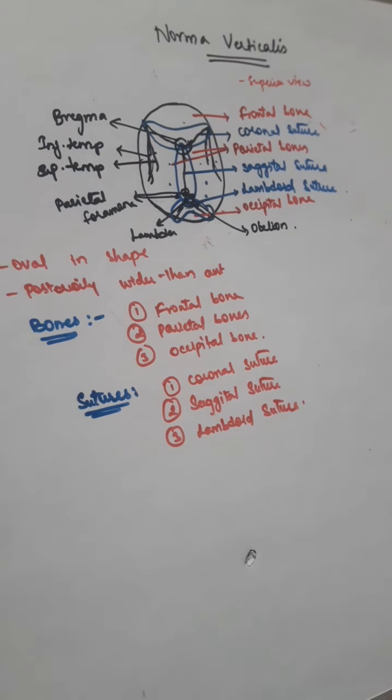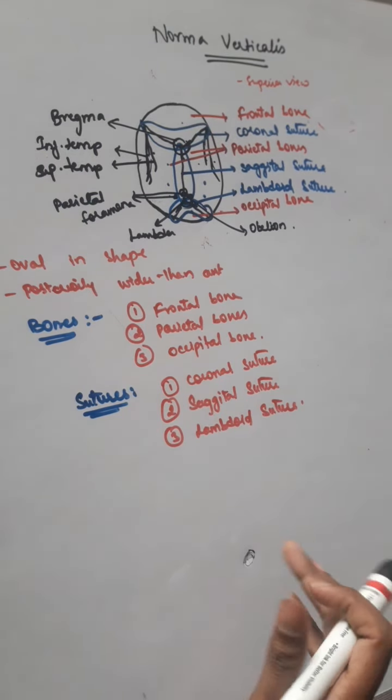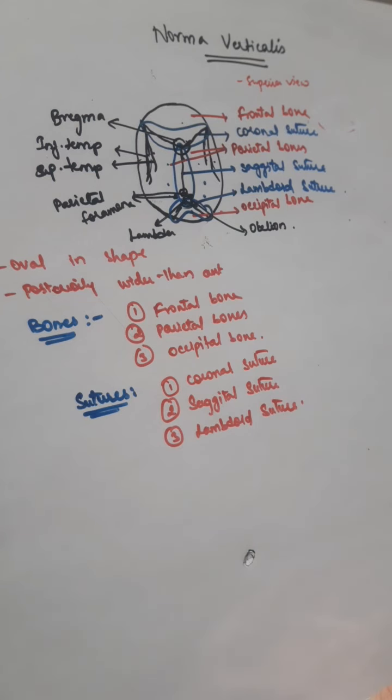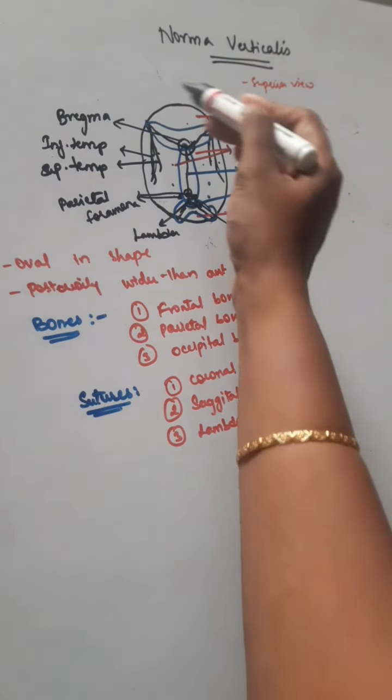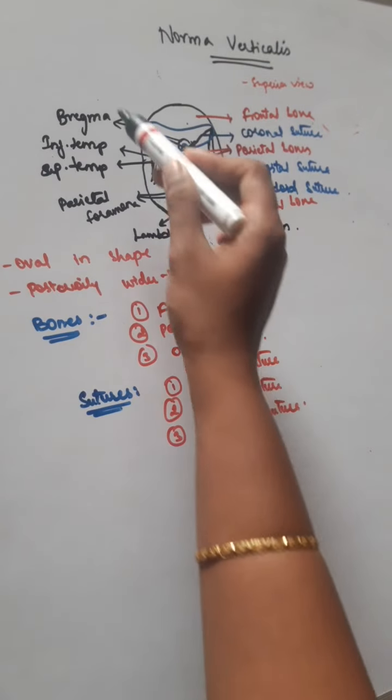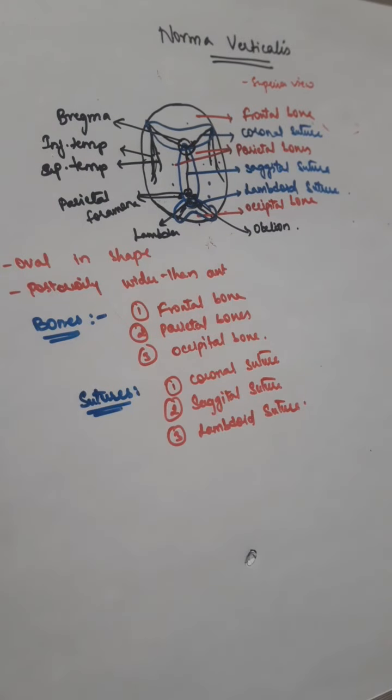So draw a neat labeled diagram so that you can score good points. This is a self-explanatory diagram. Only in one diagram you can see all the parts. Let's see all of these points in detail.